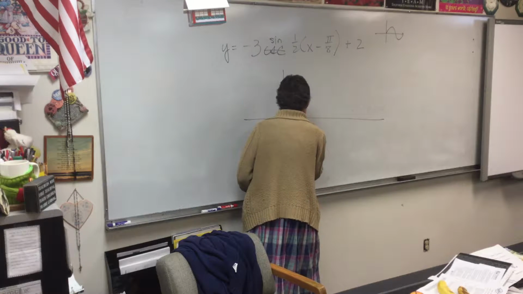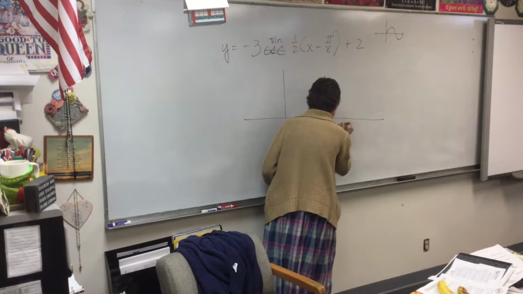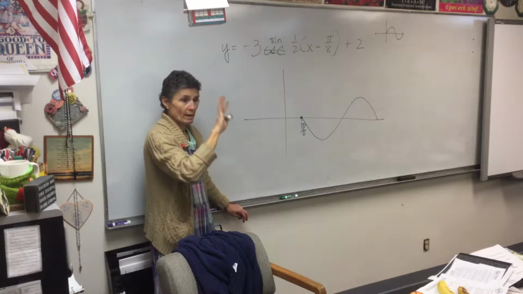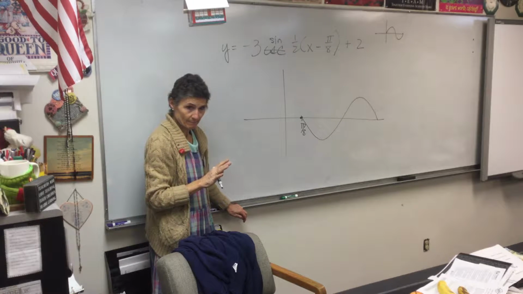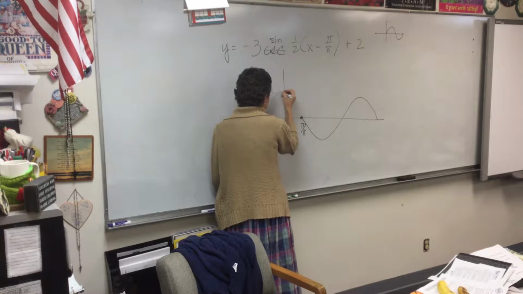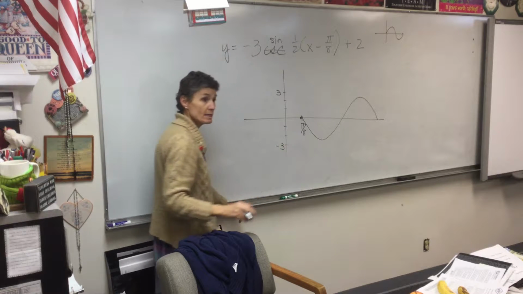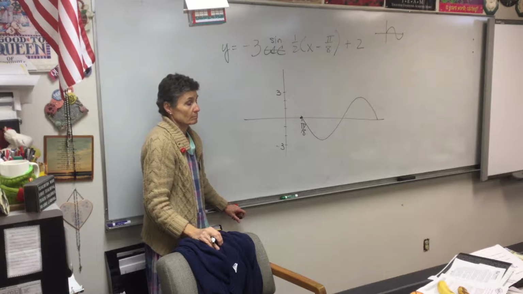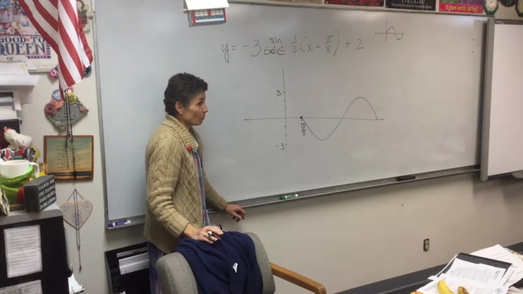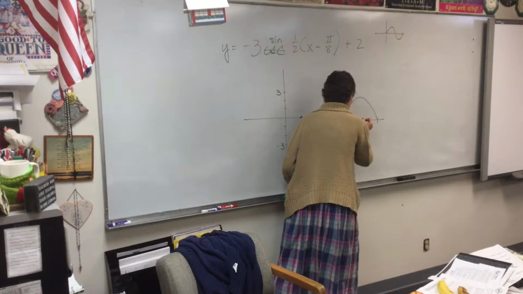So I have pi over 8. I have a negative sine curve that starts at pi over 8. Would everybody agree with that? Now I know because of the 3 that my hills and valleys are going up 3 and down 3. And now I'm pretty much done, except I have to figure out what all these labels are.